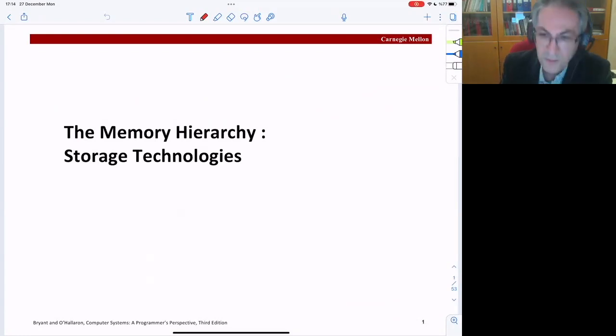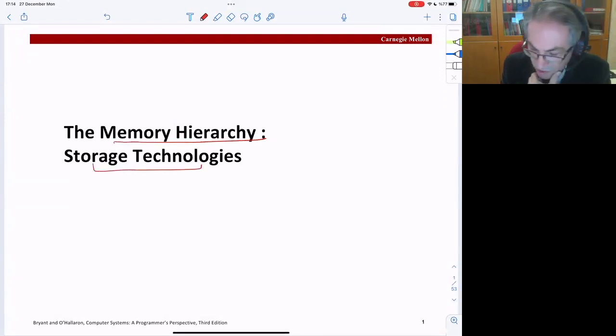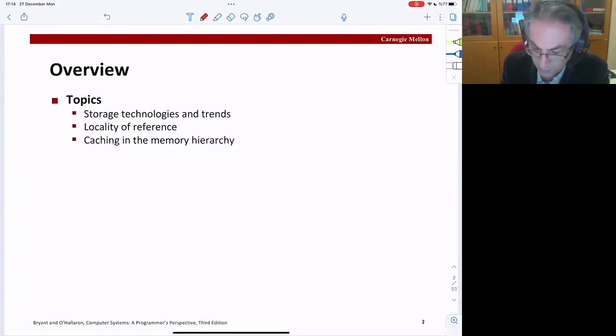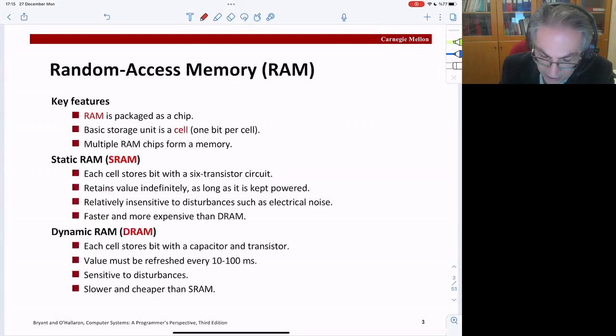So now we move on to our next topic, which is called the memory hierarchy. In doing so, we will look at the storage technologies to have an idea why it's important. We'll look at the storage technology and trends, the cultural reference, and then the caching in the memory hierarchy.